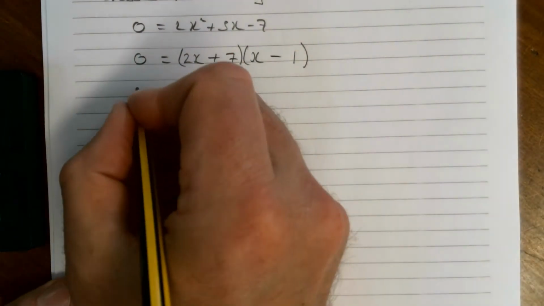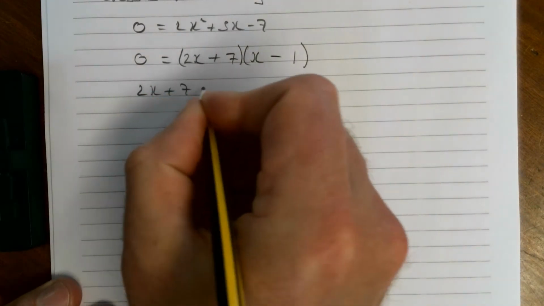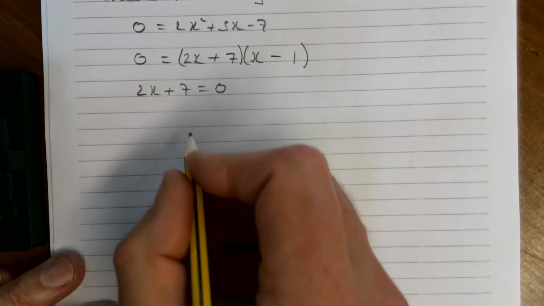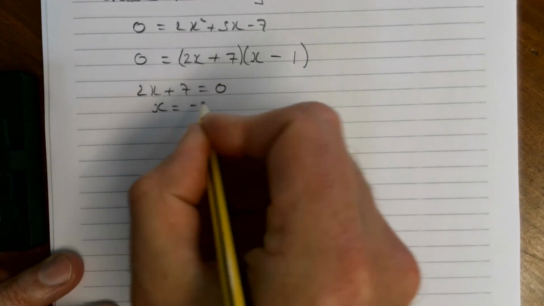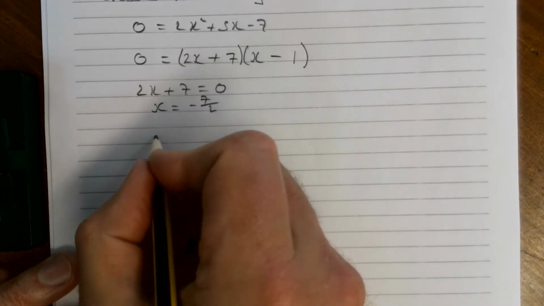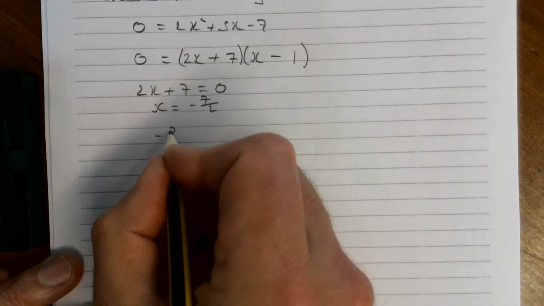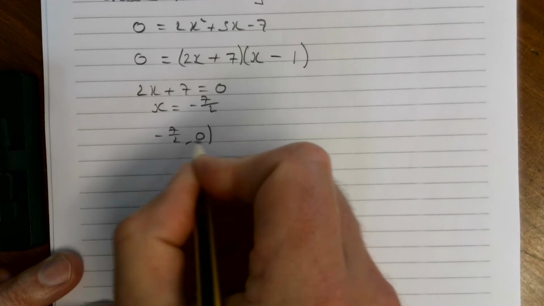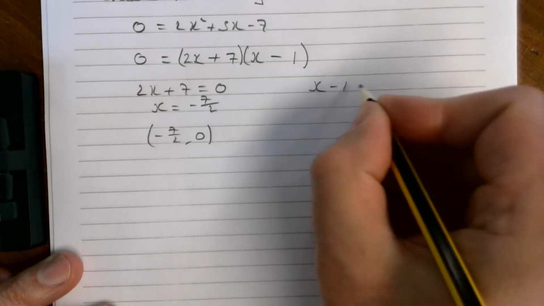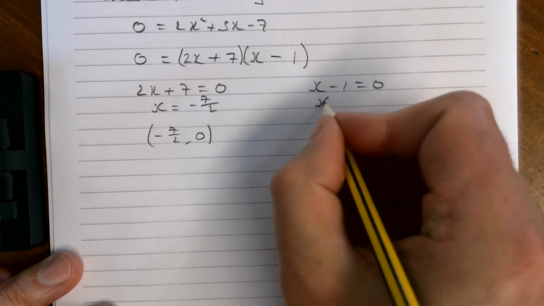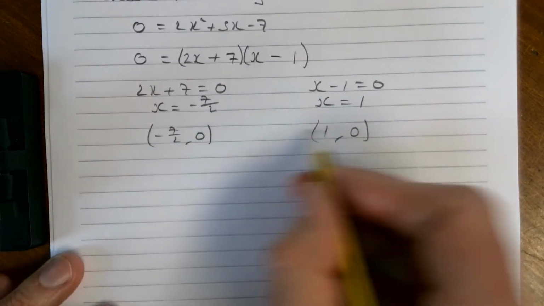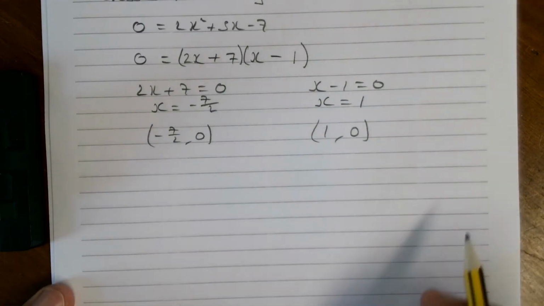That means 2x plus 7 equals 0. Which if we rearrange it gives us x is minus 7 over 2. Remember that's just minus 3.5. And our coordinate then is minus 7 over 2 and 0. And here then we have x minus 1 equals 0. So that means x is 1. So it's the coordinate 1, 0. So those are the 2 places where it crosses the x-axis.